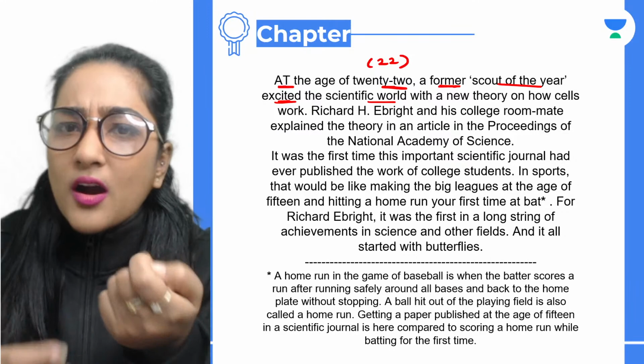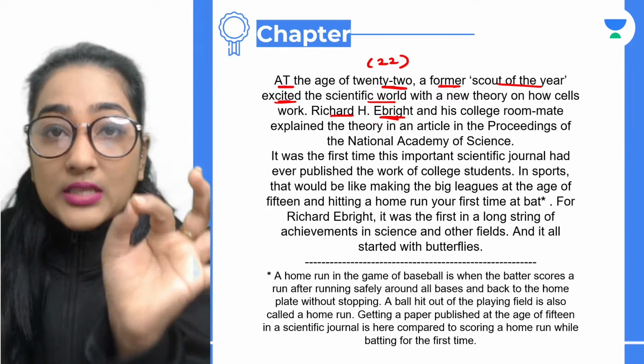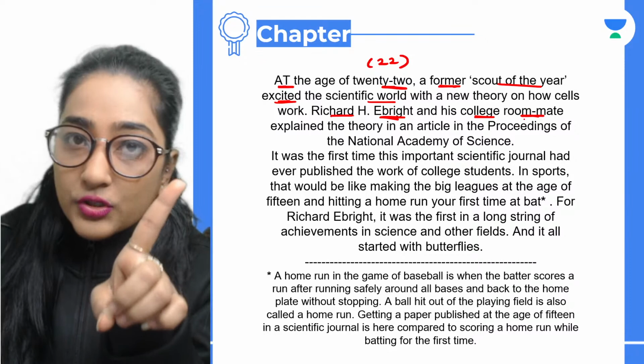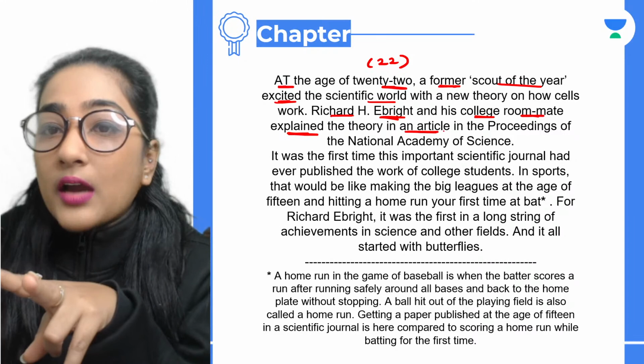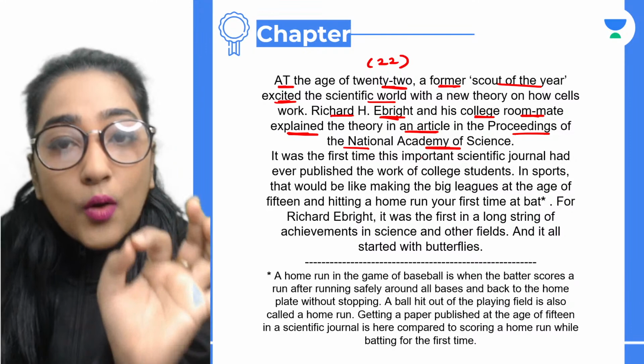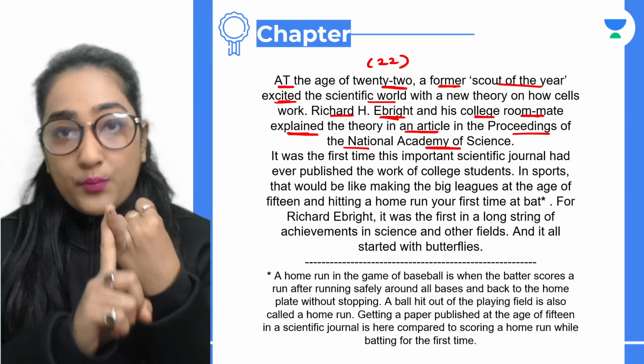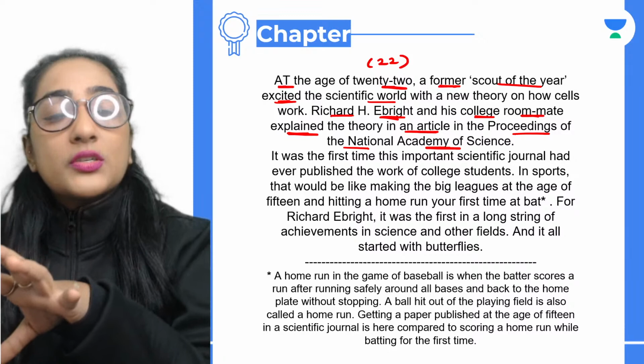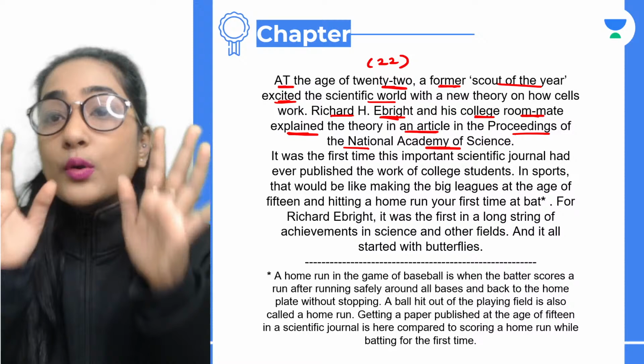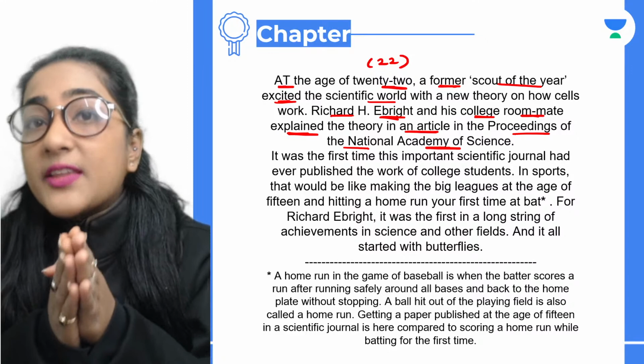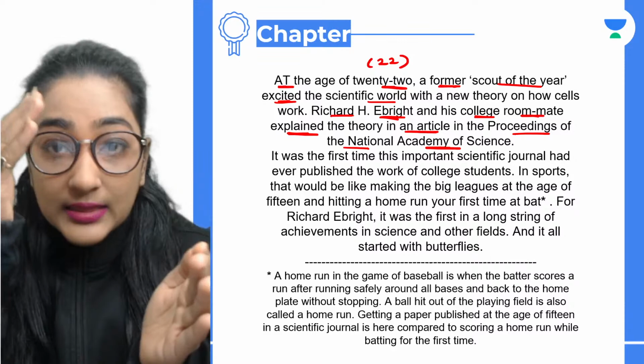So who was the person who did that? Richard H. Ebright was the person and his college roommate. Richard H. Ebright and one of his roommates explained the theory in an article in the Proceedings of the National Academy of Science. So now what happened is that there was an article published in which Richard H. Ebright and one of his friends, basically the roommate, the person who used to live with him in a room, explained the whole theory. What was the theory? The theory was about how a cell works. And where did they explain this? They explained this in the Proceedings of the National Academy of Science.